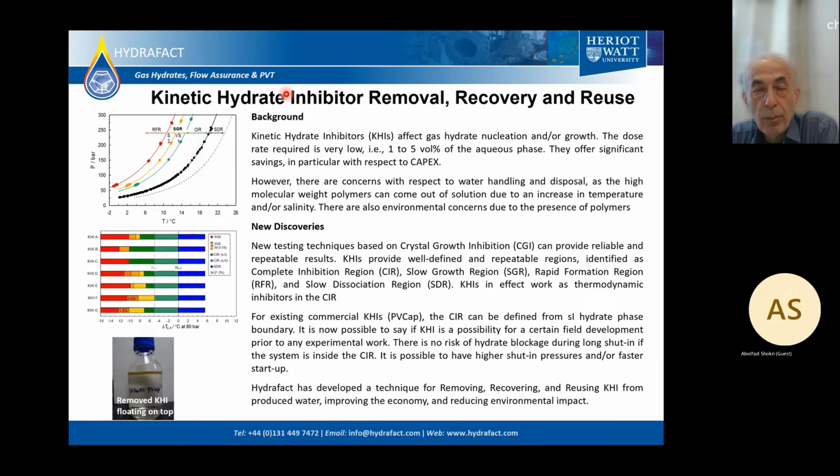For example, you can buy methanol at 20 cents per liter, glycol $2 per liter. So for this reason, glycol is normally regenerated because it is expensive. And methanol is not preferred because it will poison the catalyst and also water treatment facilities.